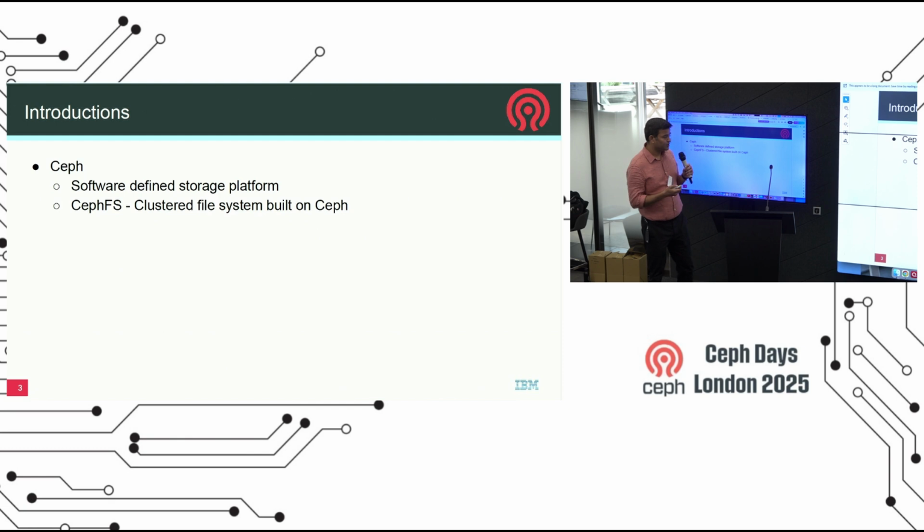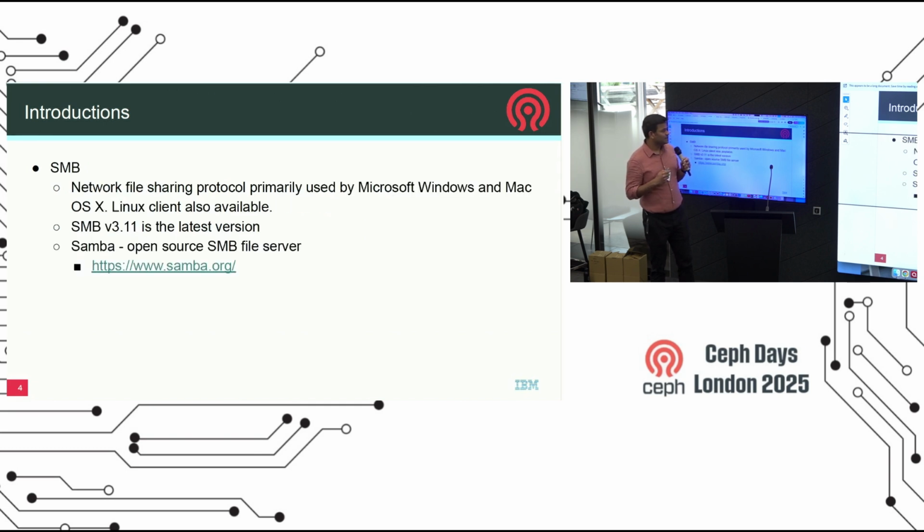So we are at Ceph Day. We all know what Ceph is. We will be focusing more on CephFS, which is the clustered file system built on Ceph. SMB is the network file system protocol, which is natively used by Microsoft, and also by Mac OS X. Linux clients are also available. And the latest SMB version is SMB v3.11. We will be talking about Samba a lot in this presentation. This is the open source SMB file server. The URL for the project is given there.